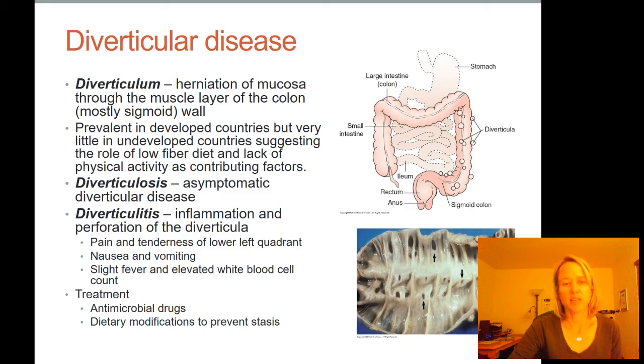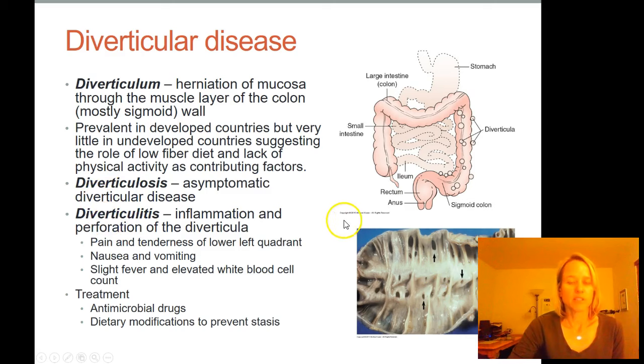Diverticulosis is the asymptomatic diverticular disease. So we have the diverticula, but they're not inflamed. Diverticulitis is when we get inflammation and then perforation of the diverticula. Here's showing some diverticulum.